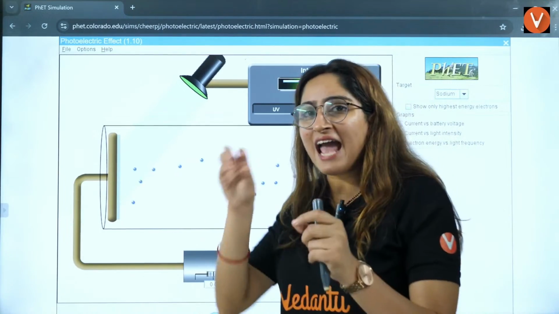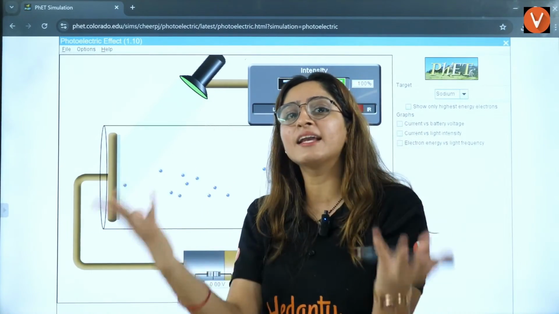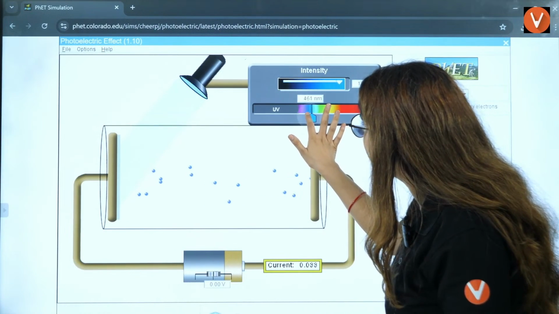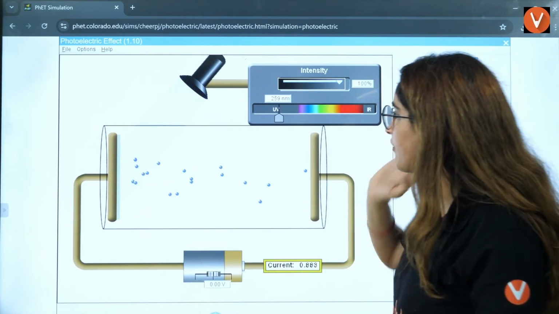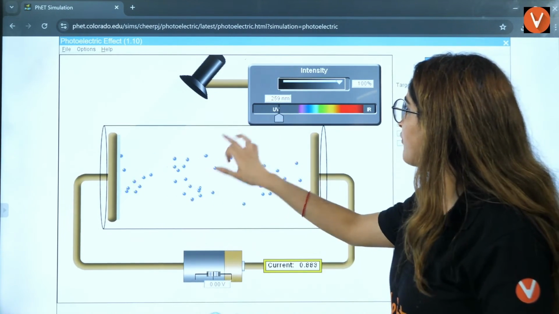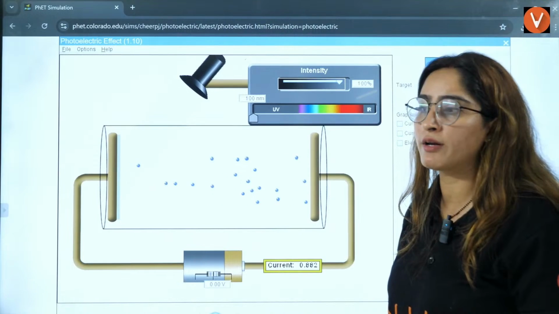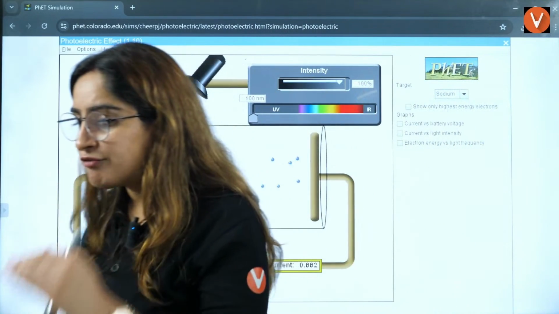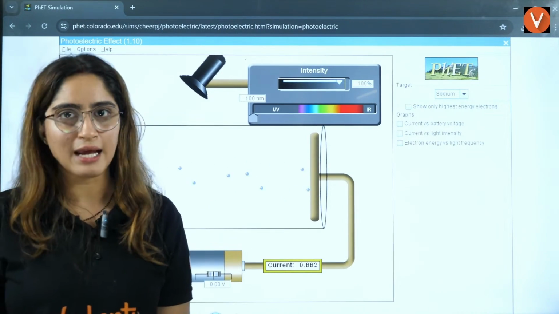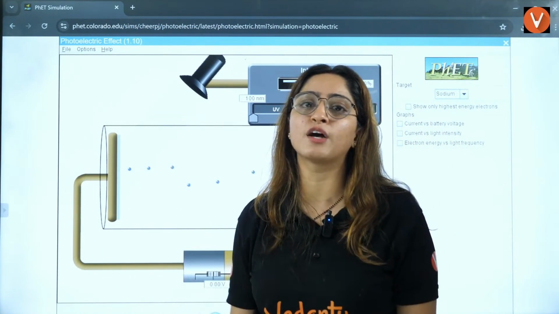Because if h mu is less, meaning the incident light frequency is less, the electron will be ejected but the kinetic energy will be less. If you increase it, let's say I have increased to this one, can you see how fast the energy is? If I increase to even more frequency, it will increase at an even greater rate. That means when you increase the frequency, kinetic energy is changing, right? This is a very important point. When you increase the frequency, kinetic energy is changing.